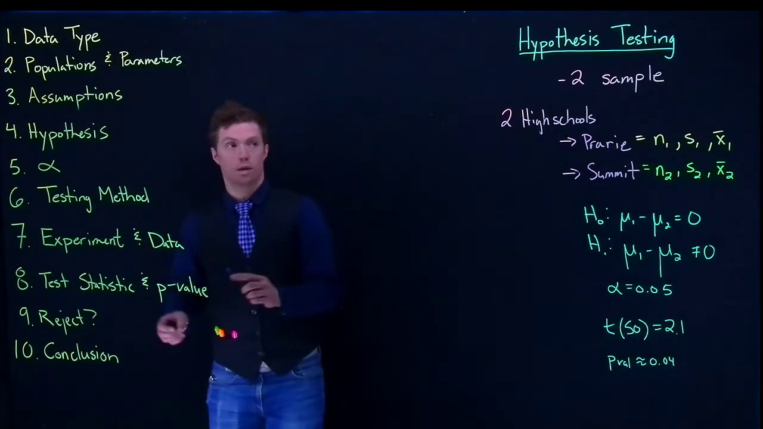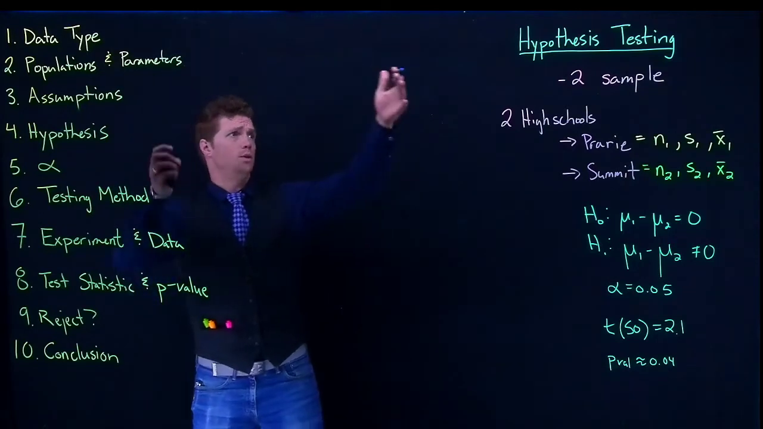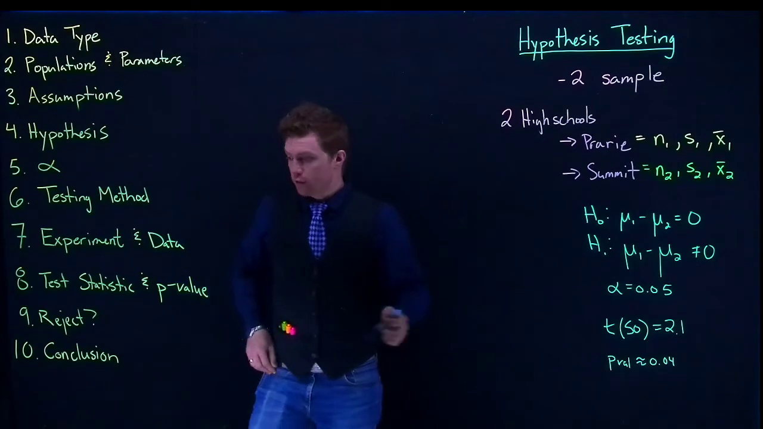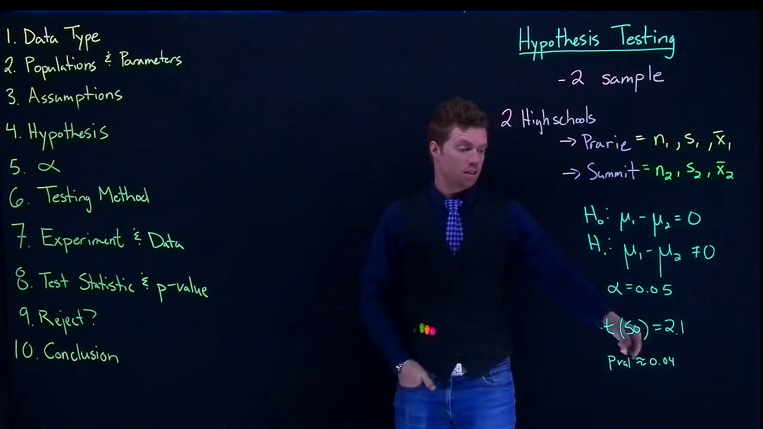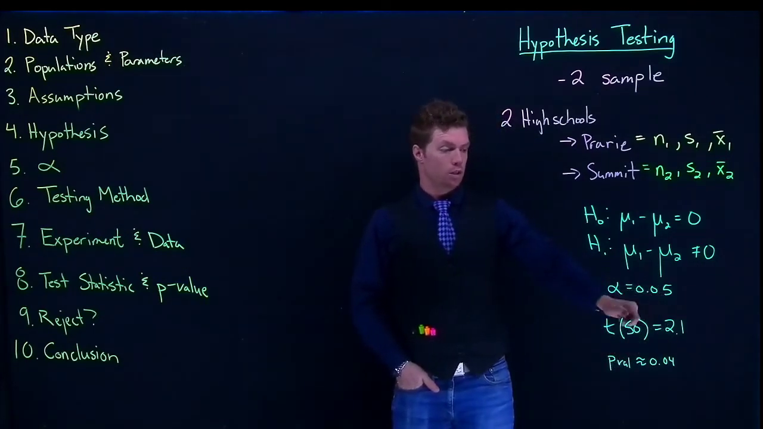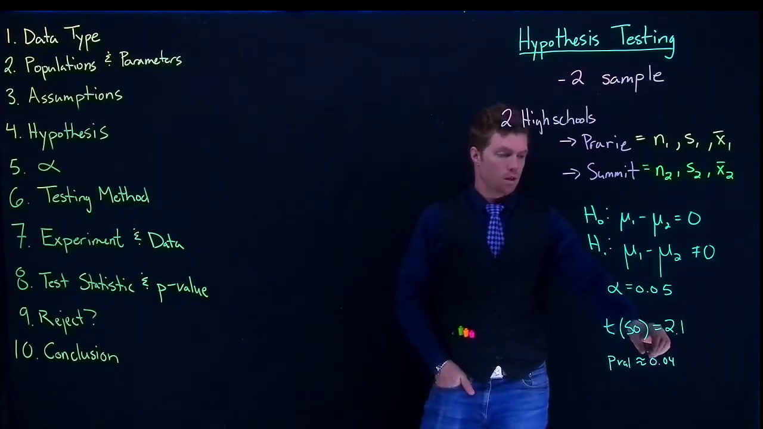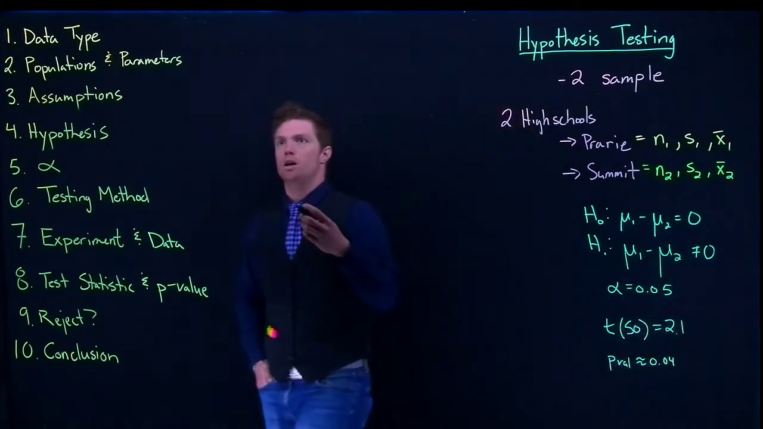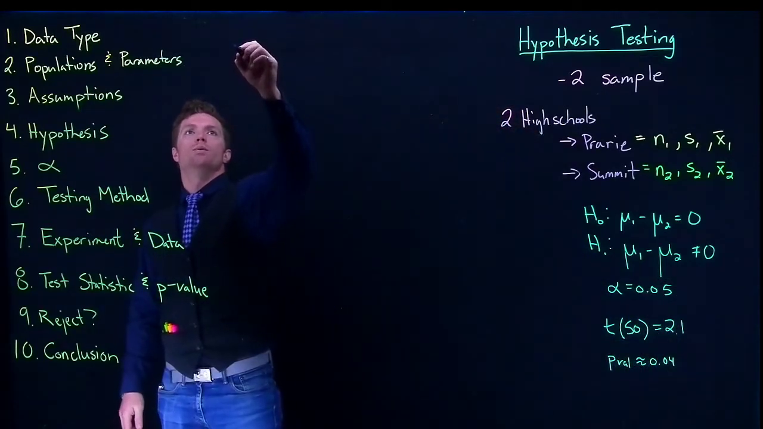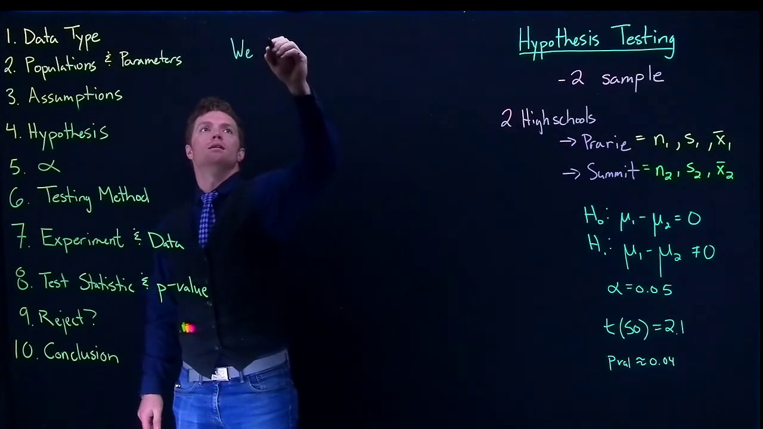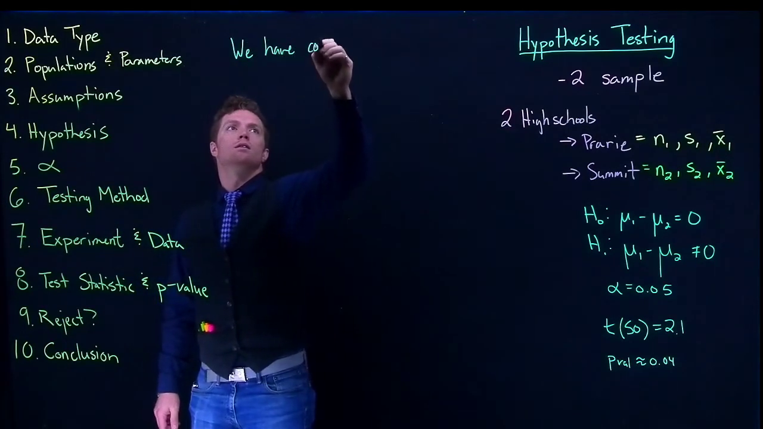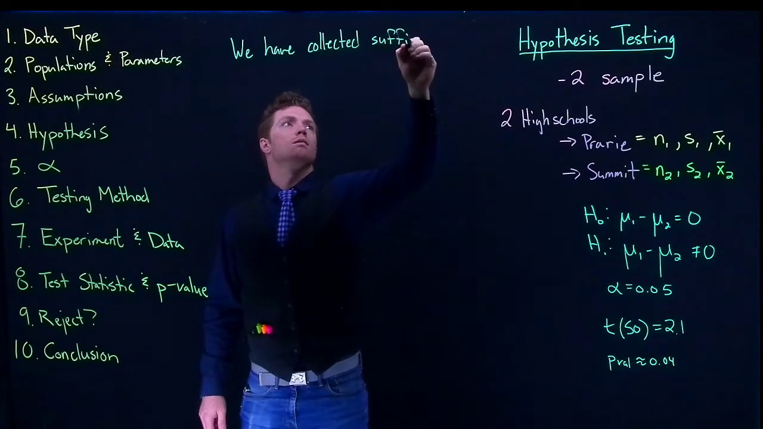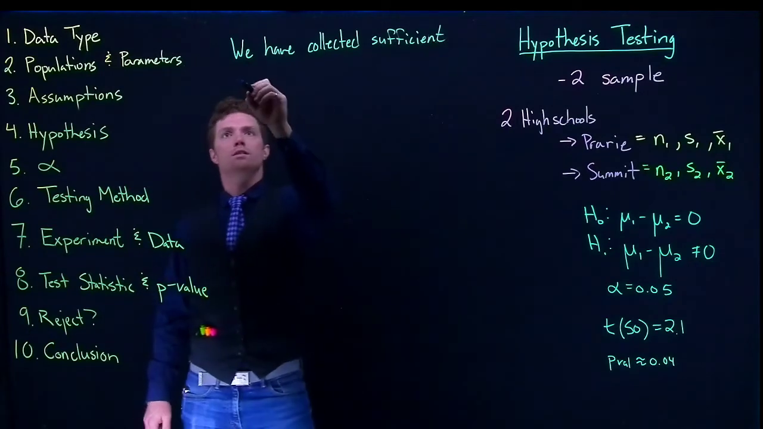It's going to take me a big chunk of space to do this. First things first, with how we have these right now, we are going to reject the null hypothesis because our p-value is less than alpha. All right, so let's try to get this all put together. So we can say that we have collected sufficient evidence.